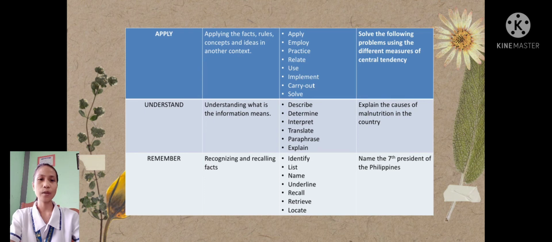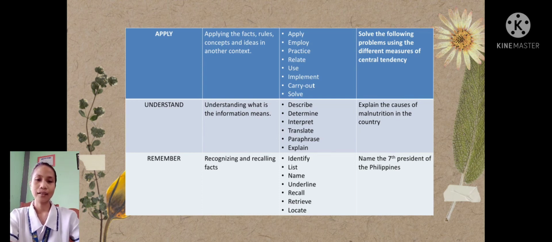The fifth level of expertise under the cognitive process dimension is understand. It is understanding what the information means. Examples of illustrative verbs that can be used under understand are describe, determine, interpret, translate, paraphrase, and explain. An example is explain the causes of malnutrition in the country.